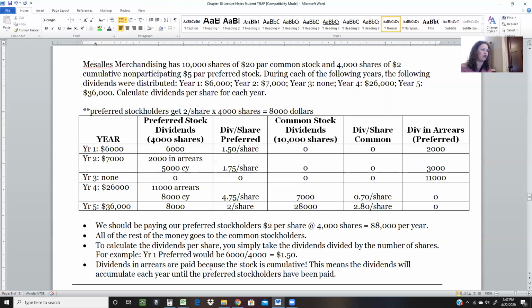And then dividends and arrears are paid because the stock is cumulative. If the stock was not cumulative, we would not pay the arrears. We just wouldn't even accumulate it.